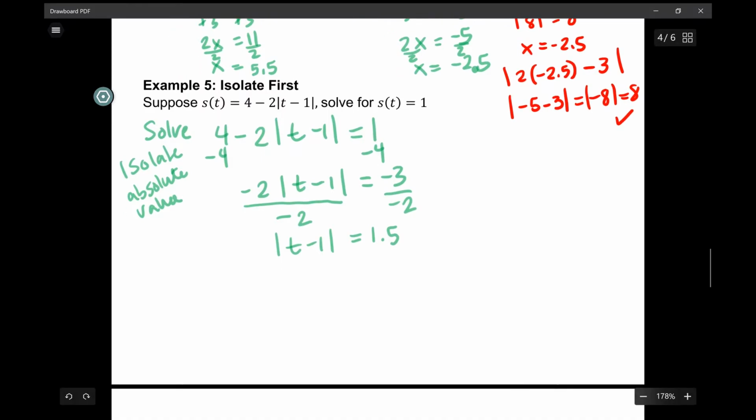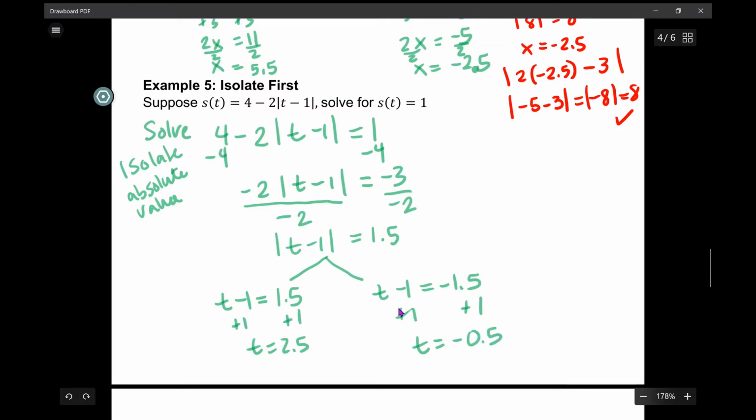All right, now we're at the point where we can break it into two cases. Either t minus 1 will compute to positive 1.5, or t minus 1 will compute to negative 1.5. Add 1, that means t is 2.5. Add 1, or t is negative 1/2. So those are my two solutions. I'm not going to check it right now, but it'd be good practice for you to go check it right now.